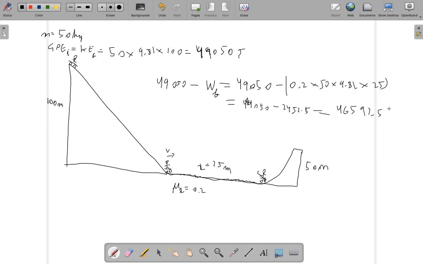46597.5 joules. Okay, so this is the kinetic energy that he has right before he goes up the ramp. So will he be able to make it? Yes. Well, actually, I should prove it with the calculation instead of just saying yes.